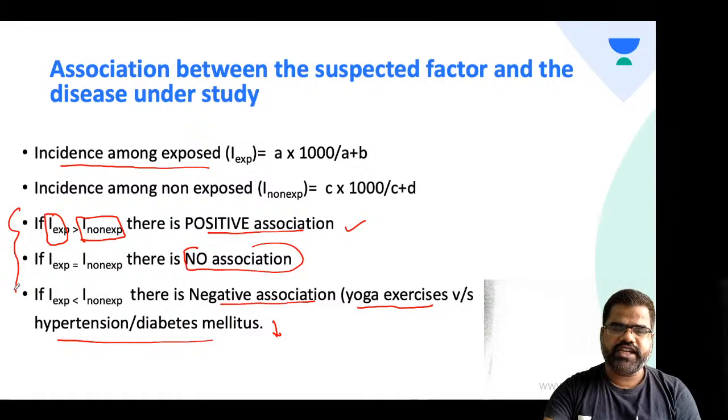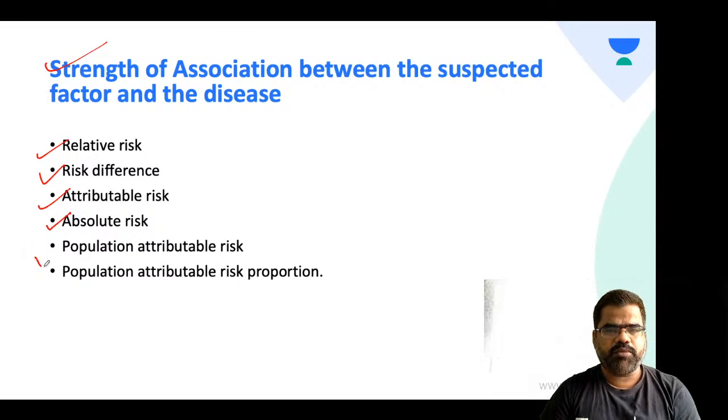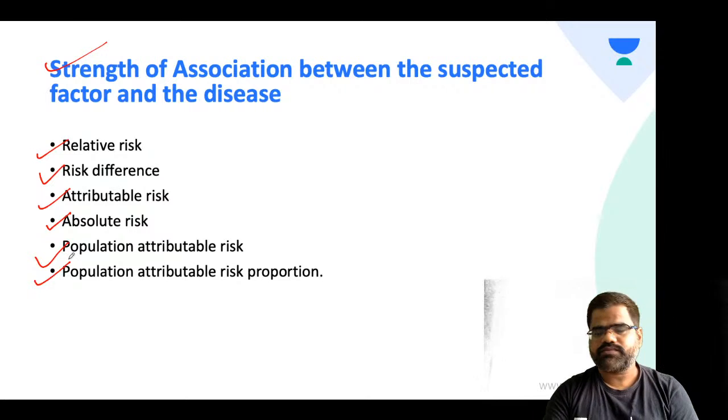Once you have checked this, you have to check the strength of the association. How do you check the strength? Please try to understand. You have different measurements: relative risk, risk difference, attributable risk, absolute risk, population attributable risk, and population attributable risk proportion. Try to understand this, students.